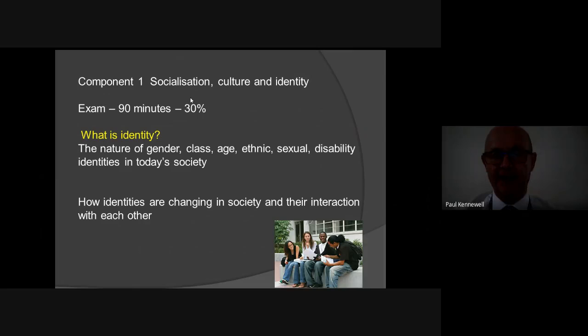And what we look at is what is the nature of these identities? How have these identities changed over time? And how are they mixing together to influence us?